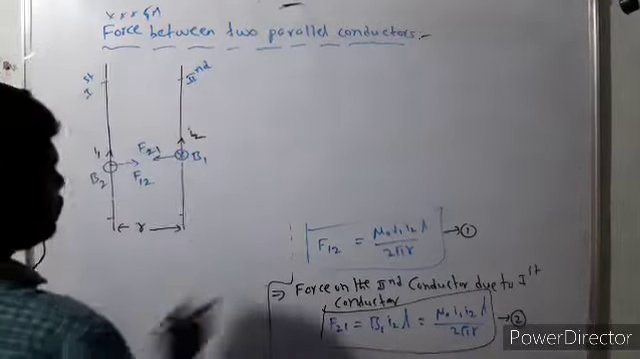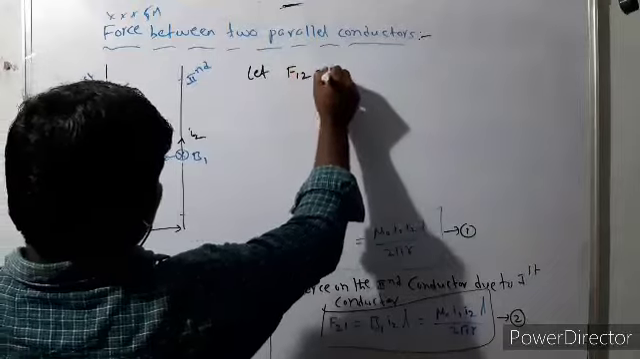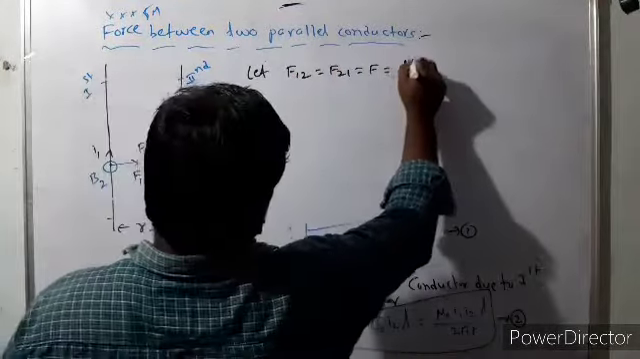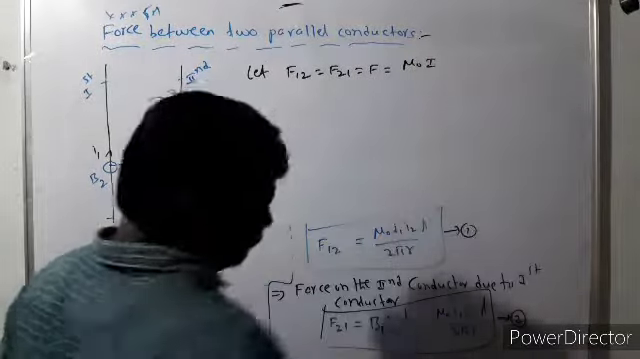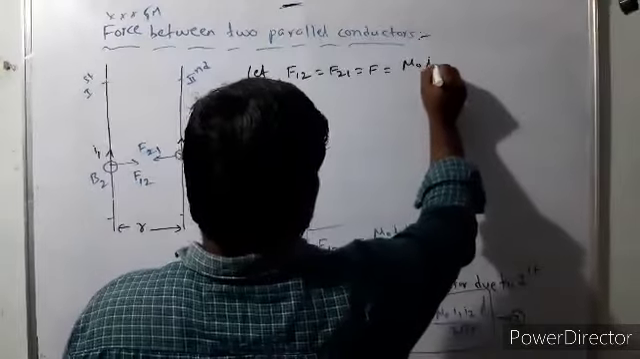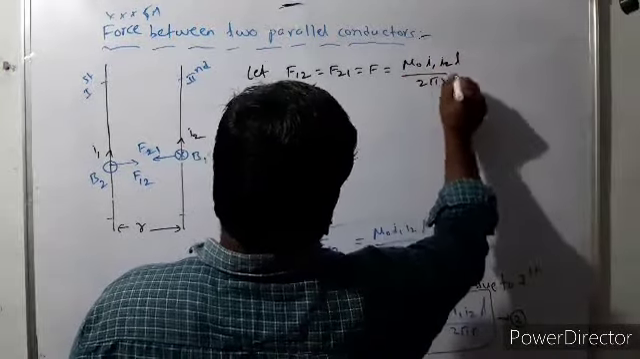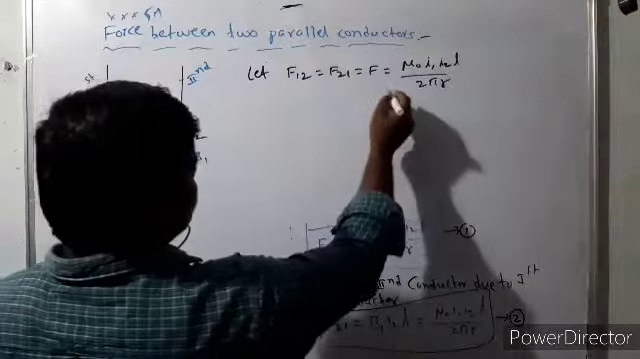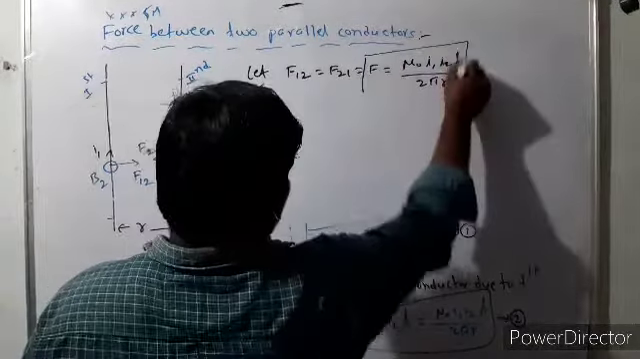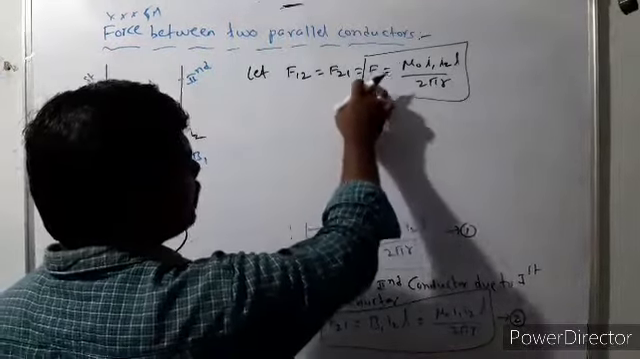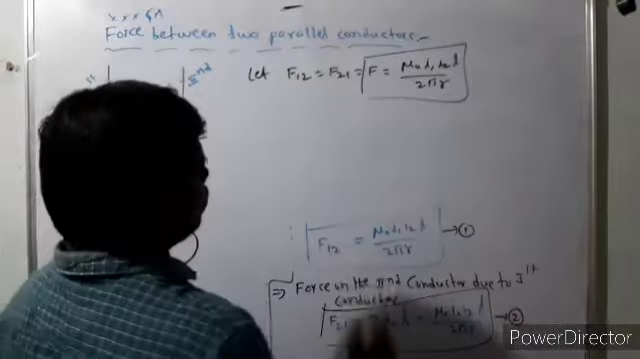Now finally, F12 is equal to F21 is equal to F, which is mu naught I1 I2 L by 2 pi r. The two are attracting each other with the same force. That force I am taking as F. Instead of F12 and F21, I am taking the force F capital.